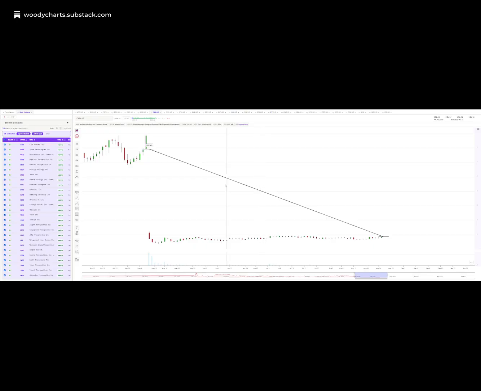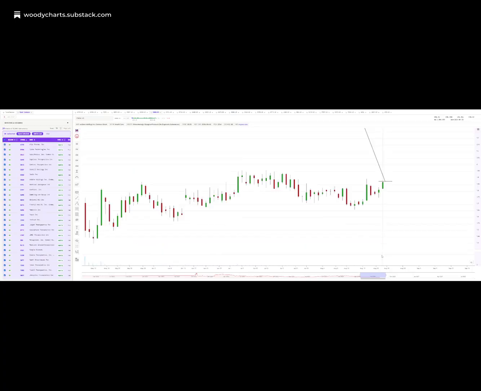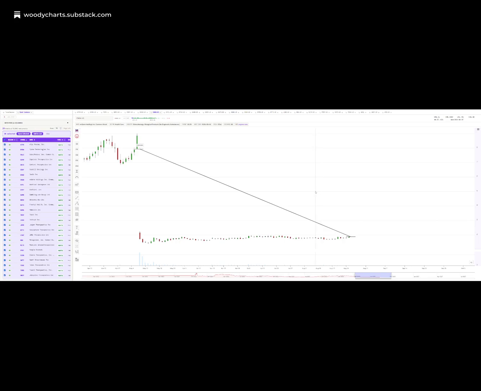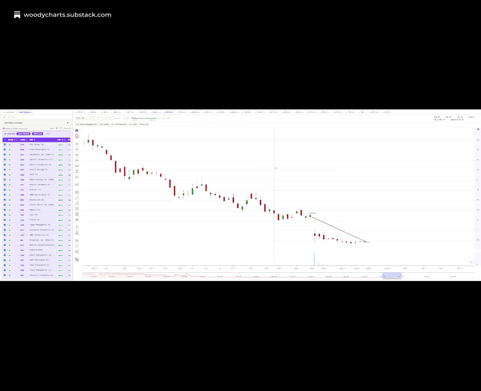ENGN is another gap. That's got like 322% to close that gap. Yeah, there's nothing real special about that chart, but it's worth keeping an eye on.